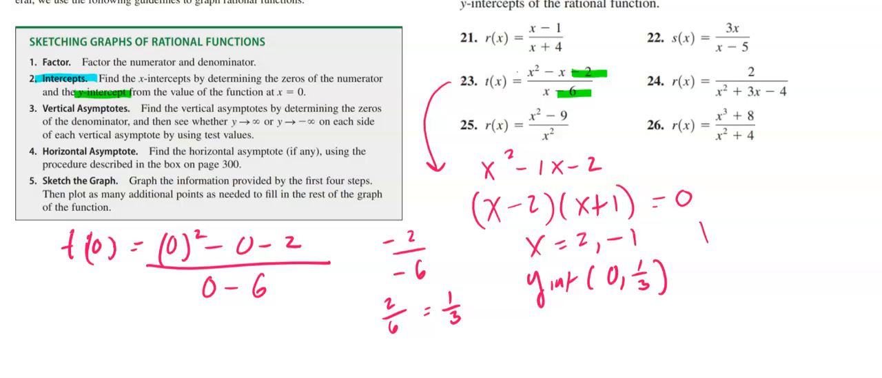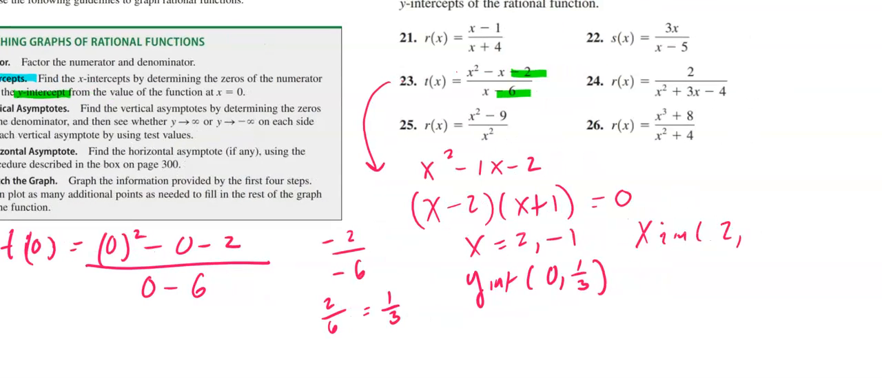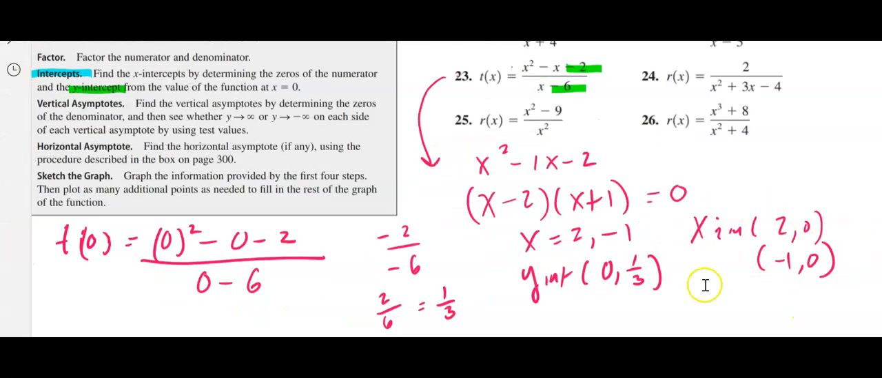And our x-intercepts, if we put them together as ordered pairs, are going to be 2, 0 and negative 1, 0. And I'm going to take you to Desmos just to justify this solution set. So hold this in your head before we go to Desmos. We should have a function, a really cool looking graph that has x-intercepts at 2, 0 and negative 1, 0, and a y-intercept of 0, 1/3.